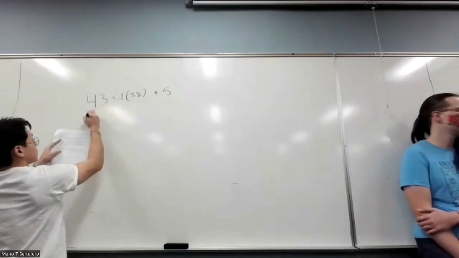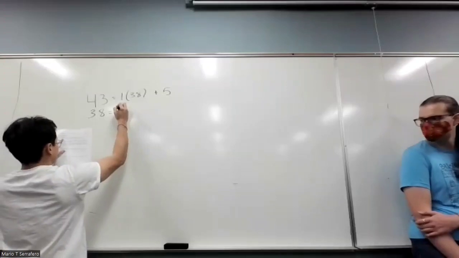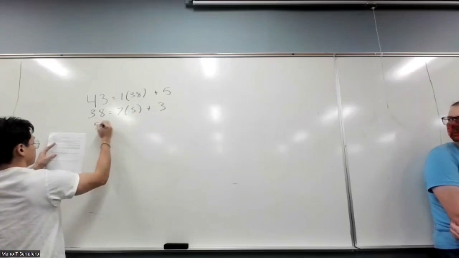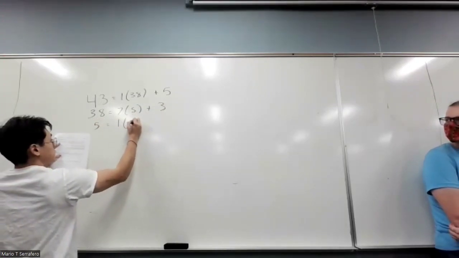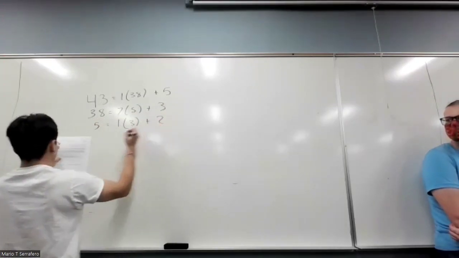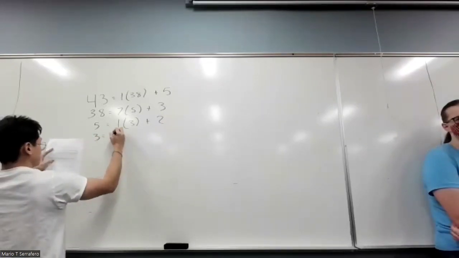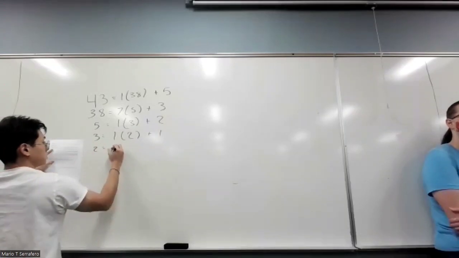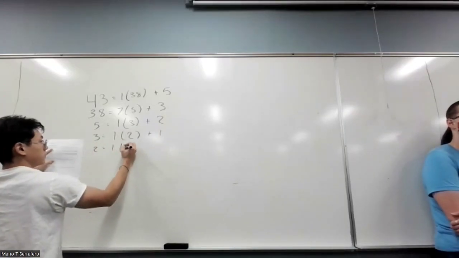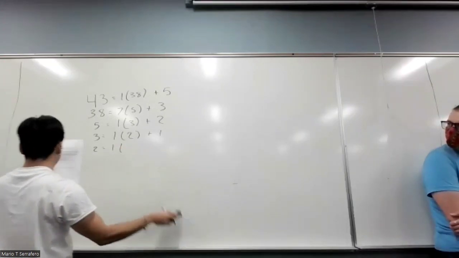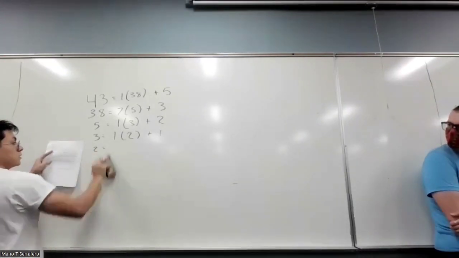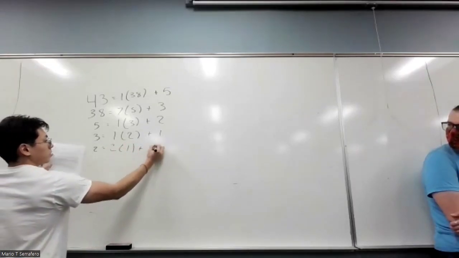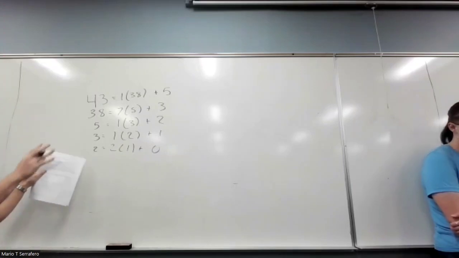Yeah. Good check. 38 = 7 times 5 plus 3. 5 = 1 times 3 plus 2. 3 = 1 times 2 plus 1. 2 = 2 times 1 plus 0. Wait, did I mess something up? Oh, 2 is equal to 2 times 1, plus 0. Yeah, no, that's right. I promise you that's right.